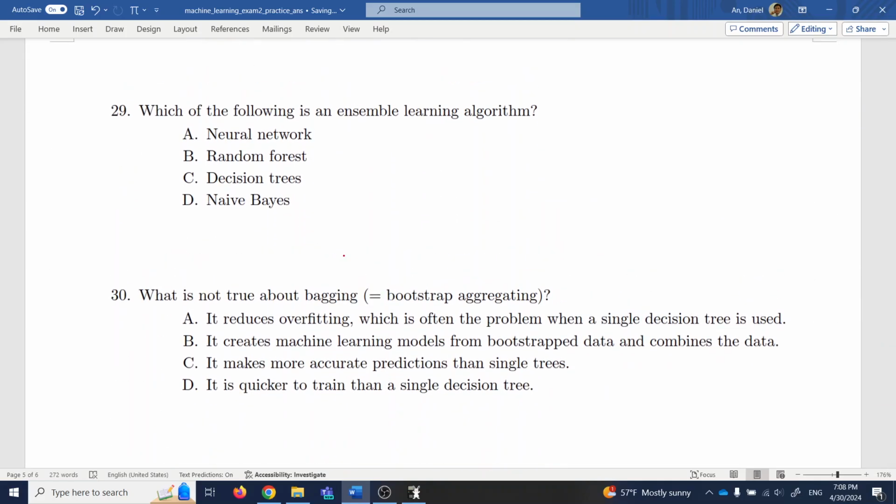Okay, which of the following is an ensemble learning algorithm? So the last two questions are about the random forest. And random forest makes a bunch of different decision trees to come up with an aggregated conclusion. If most of the trees say, oh, this person should be in group A, then that's the conclusion.